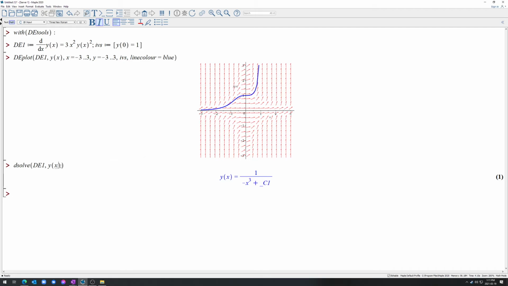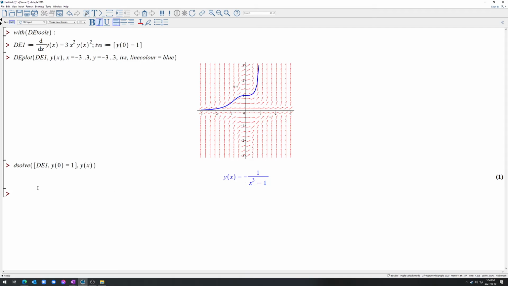Now, what if we wanted to plug that initial condition in? If we want to change this dsolve command so that it uses our initial condition, we'll just need to create a list. So we have square brackets here, and we have two items in this list. The first equation is the differential equation, and the second equation is our initial condition. And we'll make it solve both those equations for y of x. And we have negative 1 over x cubed minus 1. So that must be our constant.